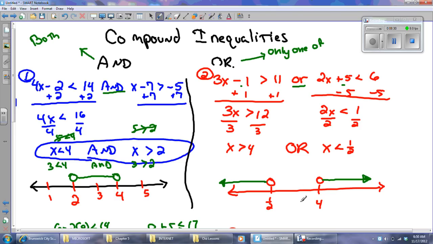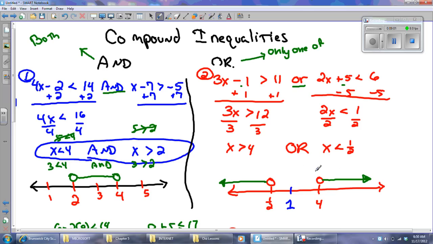If I pick a number inside here like 0, I won't get a true statement. 0 greater than 4? Nope. 0 less than 1/2? Yes, it is true. Oh, I'm sorry, silly me. 0's not in between there. There's my mistake. How about if I pick 1? 1 is definitely between them. 1 greater than 4? No, it is not. 1 less than 1/2? No, it is not. So I've got a picture that looks like this.